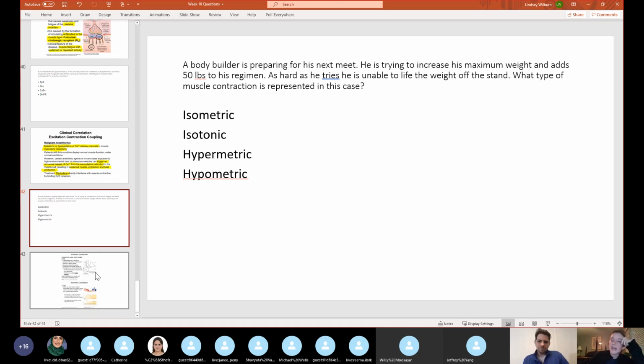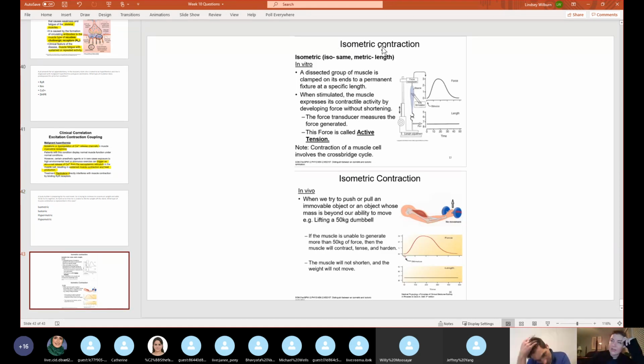So this is afterload. When we're talking about afterload in the muscle, we're talking about isometric versus isotonic contraction. And it basically is, at what point are you actually going to get contraction of the muscle. So with isometric contraction, you aren't going to get any muscle length change, and the weight's not going to move. To protect your body against straining yourself, against hurting yourself, your muscle is not going to let you lift something that is past your capacity.